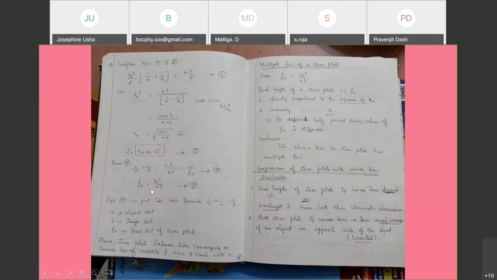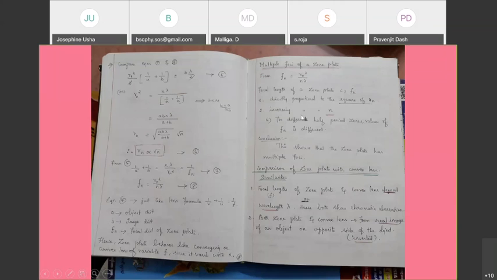Before that we have to see what is called the multiple foci of zone plate, because a convex lens has a single focus, but a zone plate has multiple foci, right? So from this equation 8, Fn is equal to Rn square divided by n lambda. From this I can say that the focal length of a zone plate, Fn, is directly proportional to the square of the radius of the nth half period zone, and inversely proportional to the order of zone n. Which means for different half period zones, the value of Fn is also different.